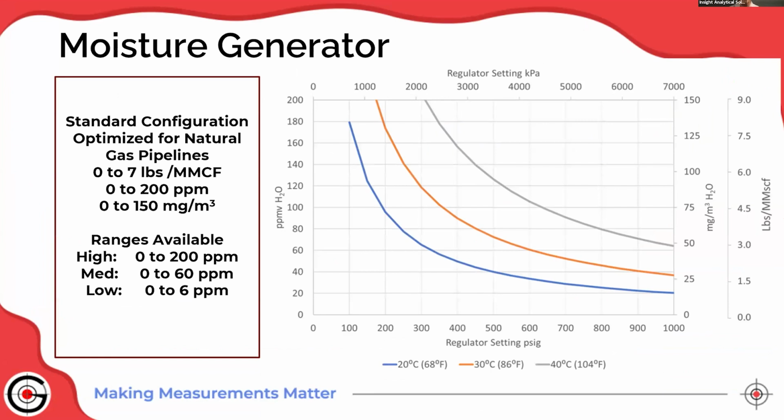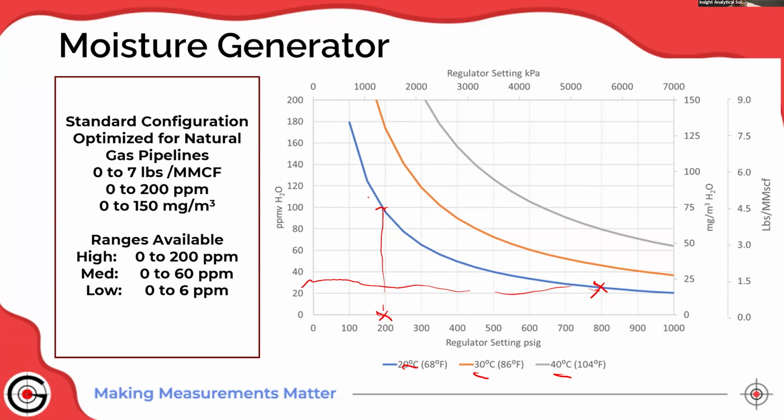And so to give you an idea, the way it works is if you run it at different temperatures or different pressures, you get different water contents. So I show 3 curves up here. This is for a relatively high range block. Show it at 20 degrees C, 30 degrees C, and 40 degrees C, and different pressures. So if I ran at 20 degrees C and I ran it at 800 PSI, I would generate around 25 parts per million. But if I ran it at 200 PSI and 20 degrees C, I'd generate around 100 parts per million. So like I say, I can change the pressure and change the water content.